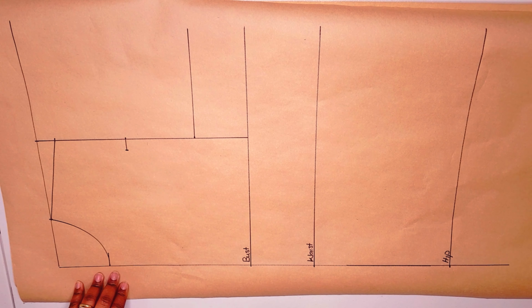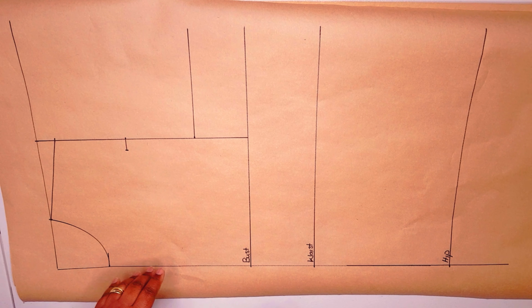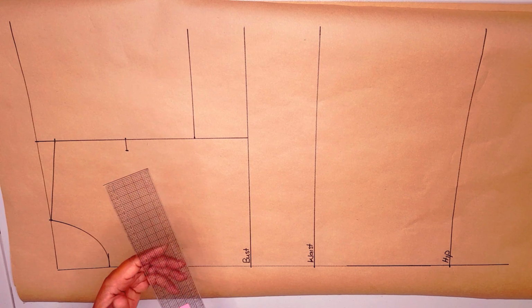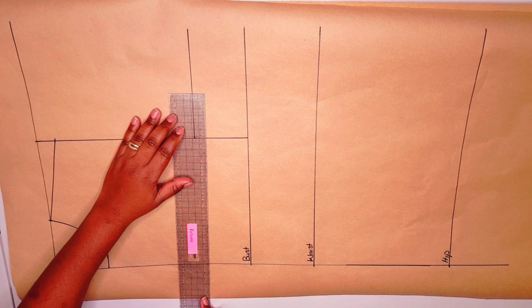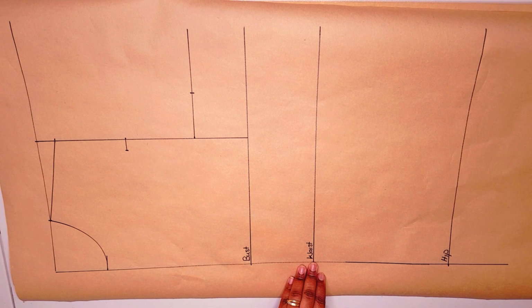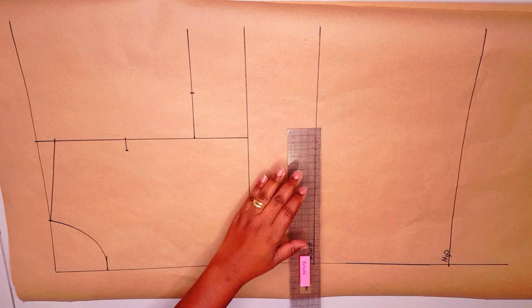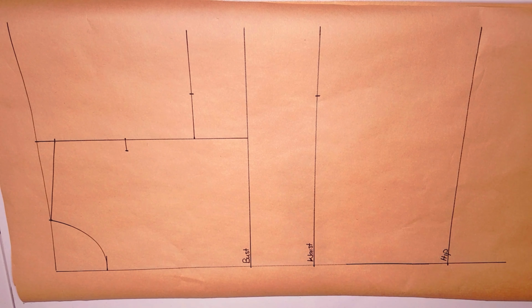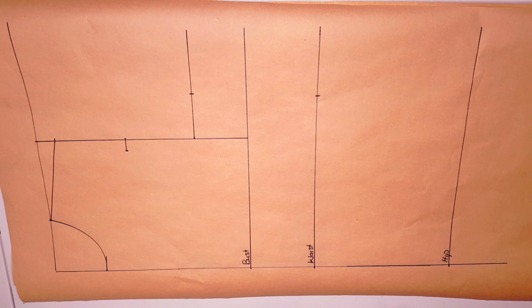Now we're going to put in all our horizontal measurements, starting with the quarter bust plus 1.5 centimeters. We're going to put it here on the armhole line. Mine is 26.5. Next, we're coming on to the waistline here. We're going to put our quarter waist plus 3 centimeter dart plus 1 centimeter. Okay, so mine is 26 centimeters. Moving on to the hip line, we're going to put in our quarter hip measurement plus 1.5 centimeters. Mine is 33.5 centimeters.